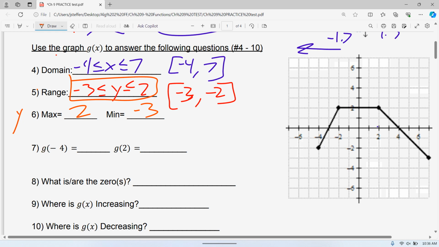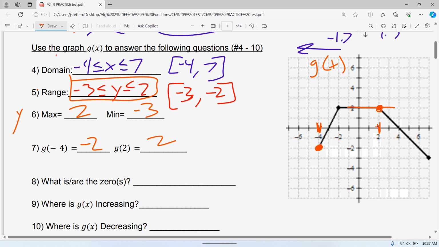G of -4. So remember, that means you go to -4, because this is my G function. Go to -4, and then you go up or down until you hit your function. When you do, how much did you go up or down? So this one, you go down. We went down 2. So -2. G of 2 goes up. So we hit it right here. That is at 2.